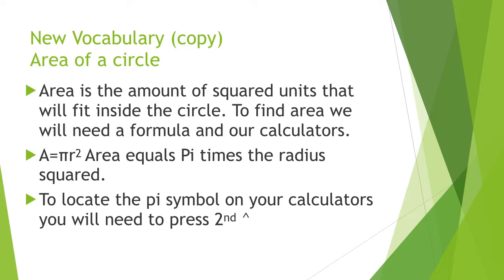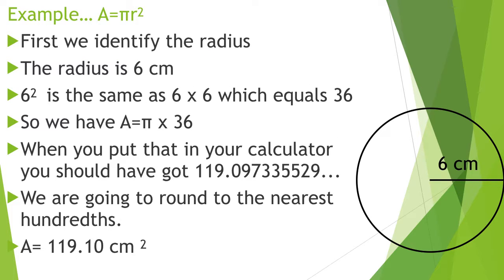Now what is new today? The area of a circle. Copy the definition and the formula. Now to locate the pi symbol on your calculators, in case you don't remember, press the second button and the caret key, which looks like an upper arrow. Now copy the example and let's do it together.